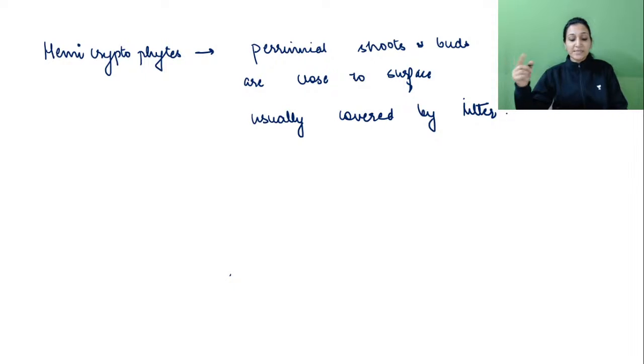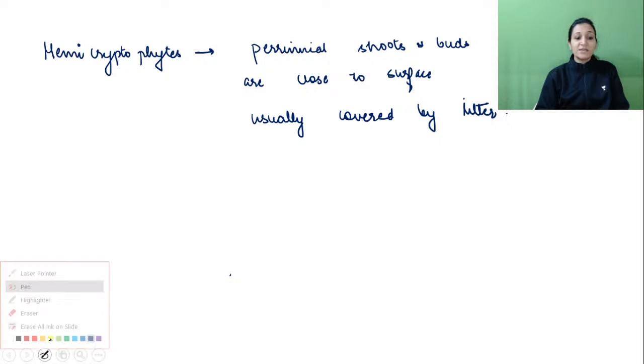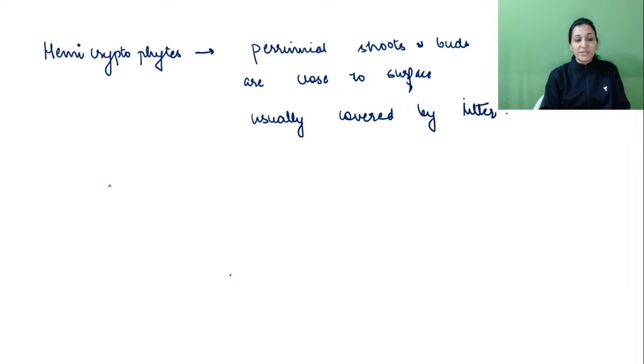So I hope you have understood the difference between hemicryptophytes and cryptophytes. Cryptophytes are the ones which die in the winter seasons, while hemicryptophytes do not die, but they are covered by the litter. And the last category in Raunkiaer's classification is epiphytes.